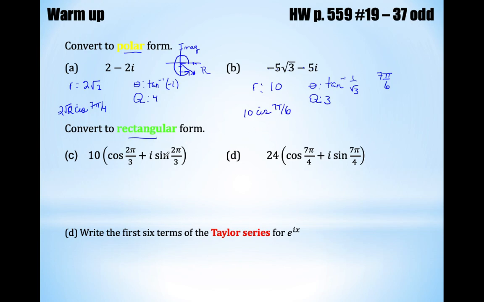Converting to rectangular form, need your speed trig skills, right? Cosine 2 pi over 3, right? Cosine pi over 3 is 1/2, but cosine in the second quadrant is negative. Sine of pi over 3 is root 3 over 2, but in the second quadrant is positive. And then multiplying by 10.